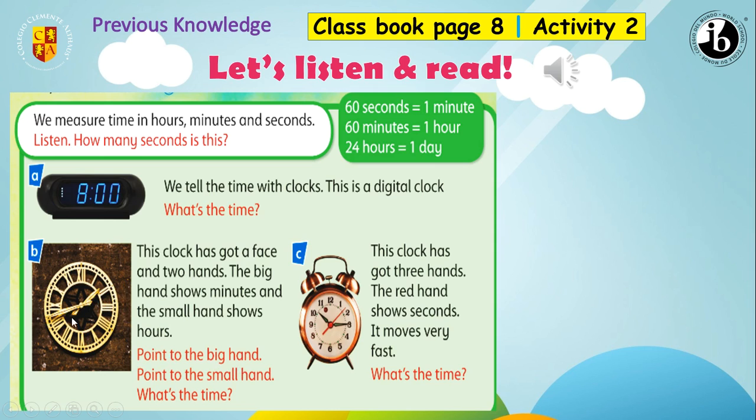Point to the big hand. Point to the small hand. What's the time? This clock has got 3 hands. The red hand shows seconds. It moves very fast. What's the time?